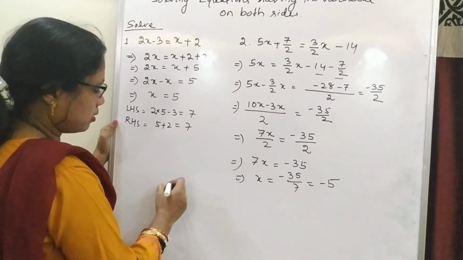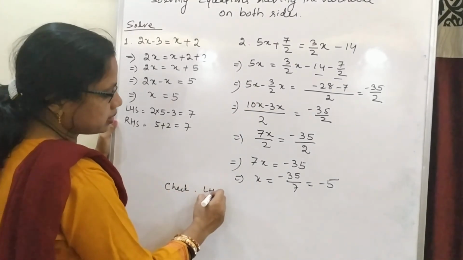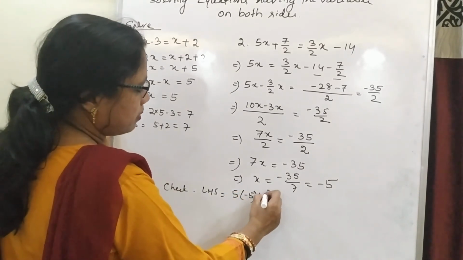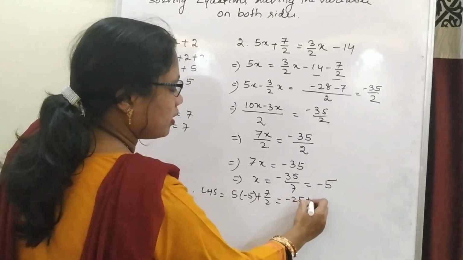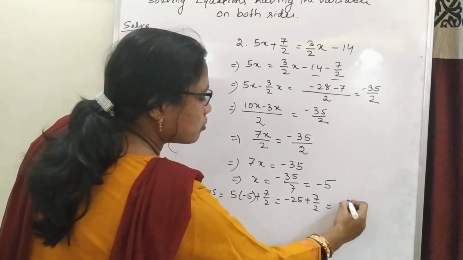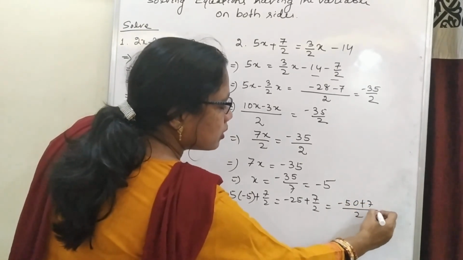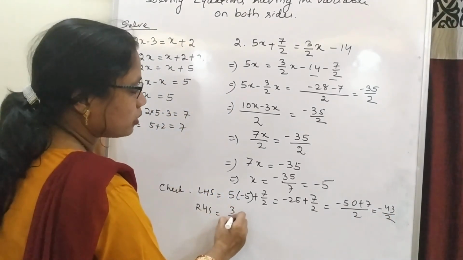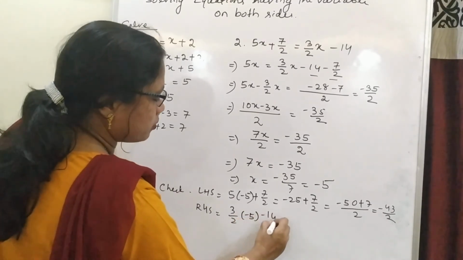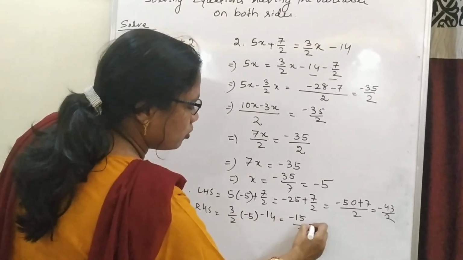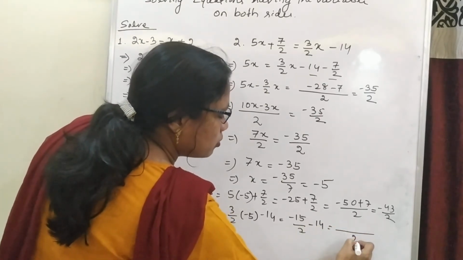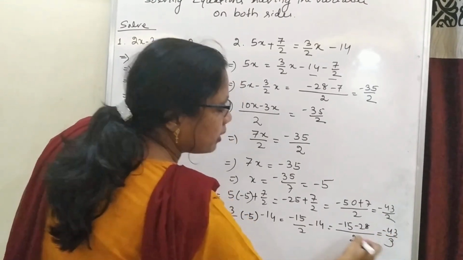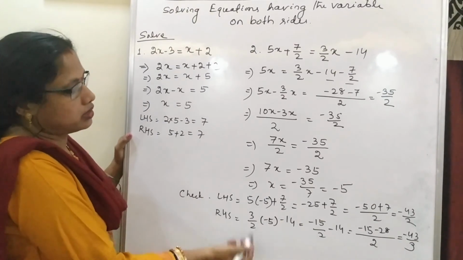So let us check. LHS 5x, 5 multiplied with minus 5 plus 7 by 2 is equal to minus 25 plus 7 by 2, is equal to minus 50 plus 7 by 2. This is equal to minus 43 by 2. Then RHS 3 by 2 multiplied with minus 5 minus 14 is equal to minus 15 by 2 minus 14, is equal to minus 15 minus 28 over 2. So this is equal to minus 43 by 2. So LHS is equal to RHS. So our answer is correct.